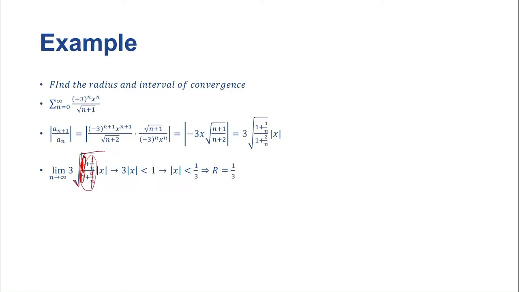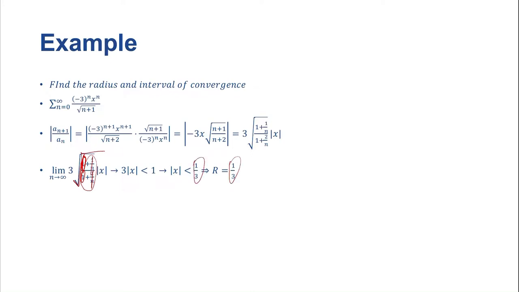Now for the ratio test to be satisfied for a converging series, we need the limit to be less than 1. So we set 3 times the absolute value of x to be less than 1. We can divide by 3, and we get the absolute value of x is less than 1/3. So now we have a radius of convergence, which is 1/3.